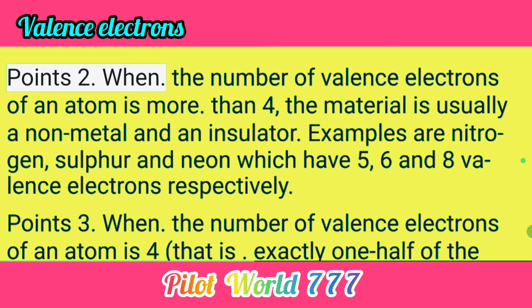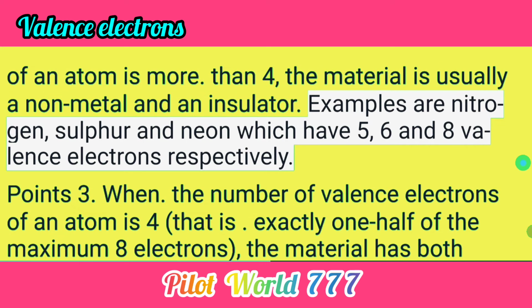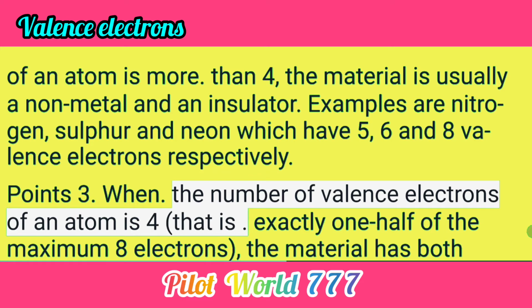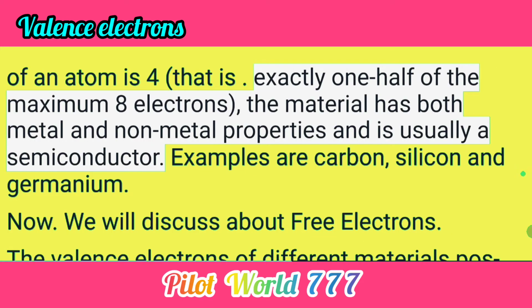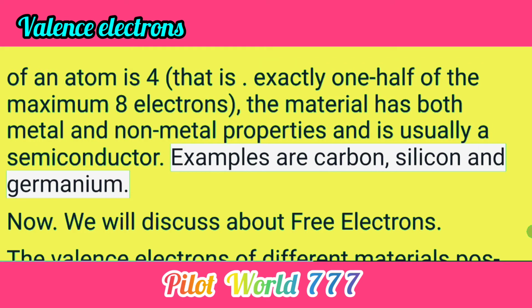Point 2. When the number of valence electrons of an atom is more than 4, the material is usually a non-metal and an insulator. Examples are nitrogen, sulfur and neon, which have 5, 6 and 8 valence electrons respectively. Point 3. When the number of valence electrons of an atom is 4, that is, exactly half of the maximum 8 electrons, the material has both metal and non-metal properties and is usually a semiconductor. Examples are carbon, silicon and germanium.